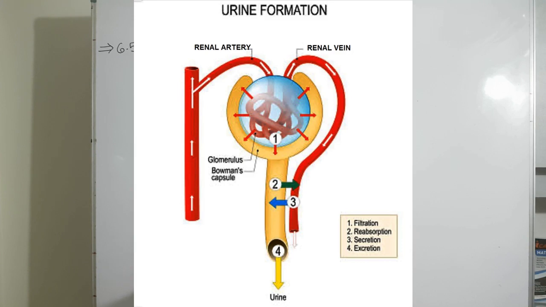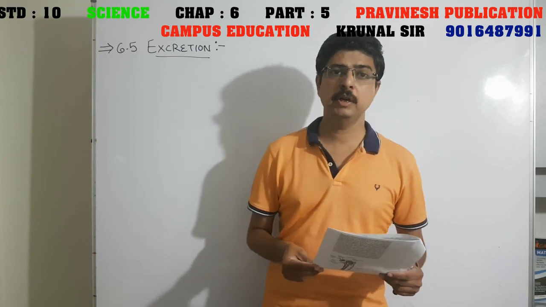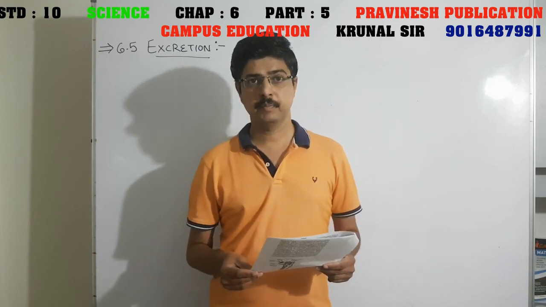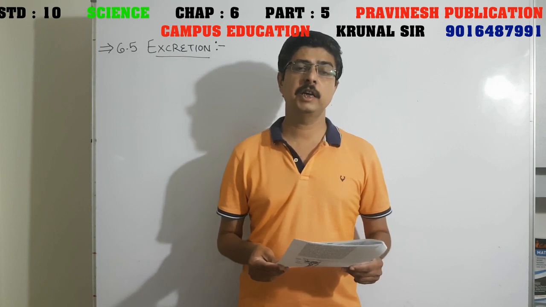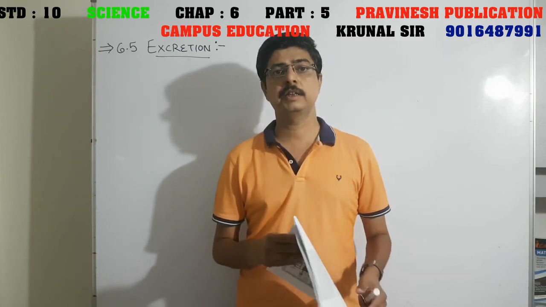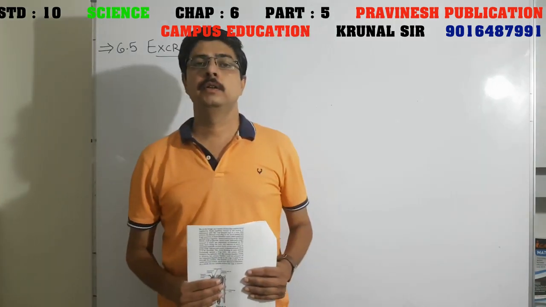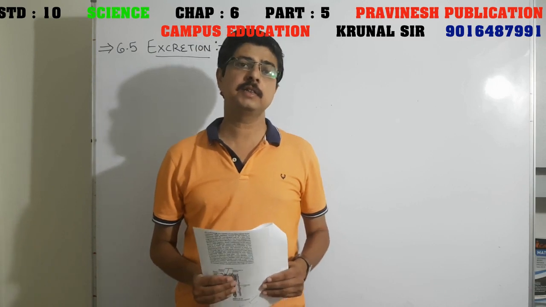In this diagram you can see the labels 1, 2, 3, 4 which represent first filtration, second reabsorption, third secretion, and fourth excretion. So this is urine formation in our kidney. Friends, whenever they ask you to explain urine formation, you need to draw the diagram 6.14 which is in the textbook. So friends, you understood the excretory system in human beings.